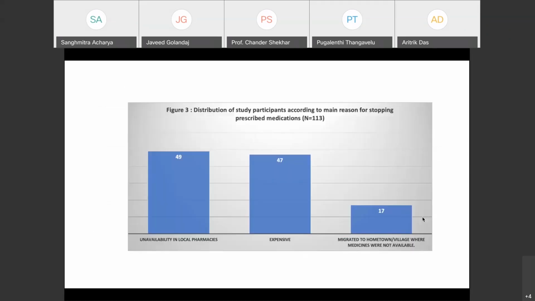Figure 3 shows us the distribution of study participants according to the main reason for stopping prescribed medications. So we found that a total of 130, that is 51.8% of the study participants, reported to have not taken medication that was previously prescribed to them from the UHTC. The reasons they cited were unavailability of medicines in the pharmacies, this was 43.4%, expenses of the drugs, this was 41.6%, and migration back to the village where the medicine was unavailable, this was 15%.